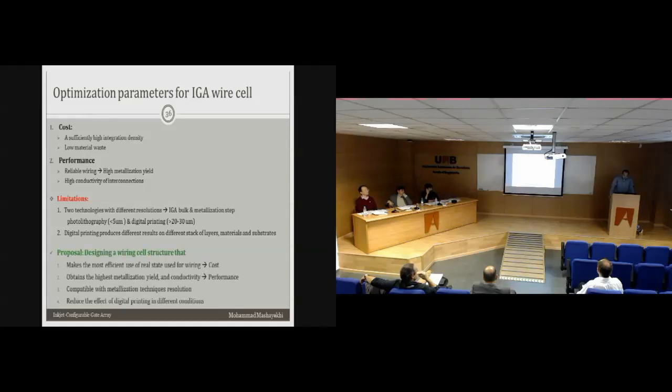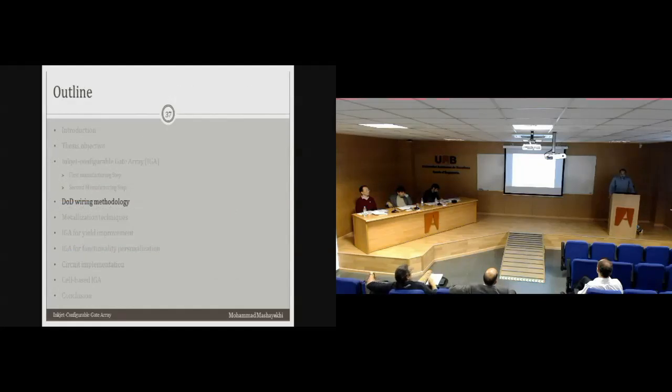So what are we proposing? We are designing a wire cell structure that first makes the most efficient use of real estate used for wiring in order to increase the density. A wire cell that obtains the highest metallization yield and conductivity to improve the performance. It should be compatible with digital printing techniques, with lower resolution techniques. And also, it reduces the effect of digital printing techniques during the metallization process. For that, we are proposing some drop-on-demand wiring methodologies.